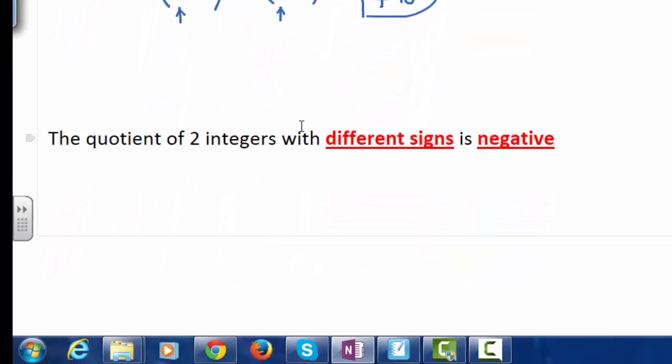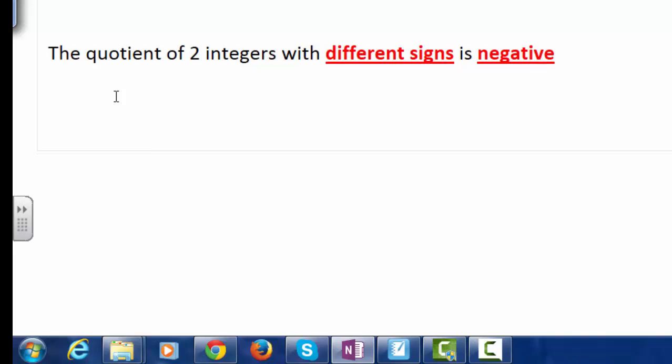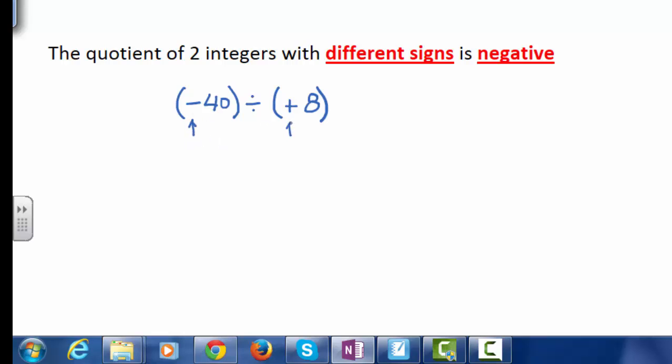What about the quotient of two integers with different signs? So if I take negative 40 divided by positive 8, as you can see, the dividend has a negative sign, the divisor has a positive sign. As you can see, the signs are different. Right away the answer is negative. 40 divided by 8 equals 5, so my final answer is going to be negative 5. So again, the quotient of two integers with different signs is negative.